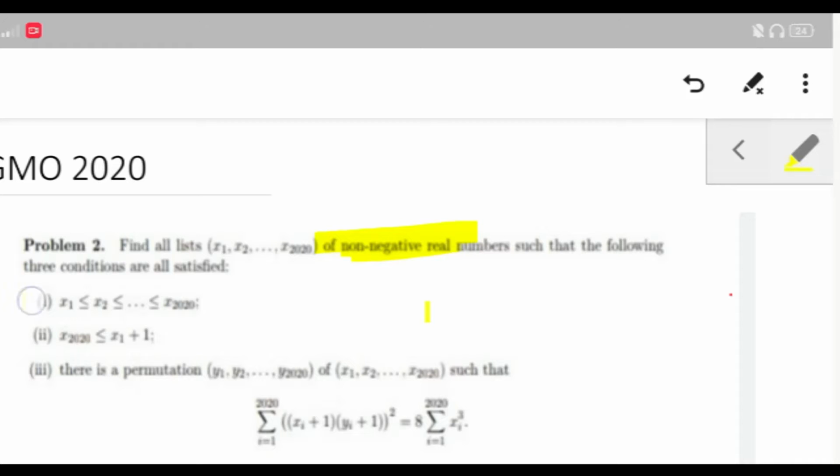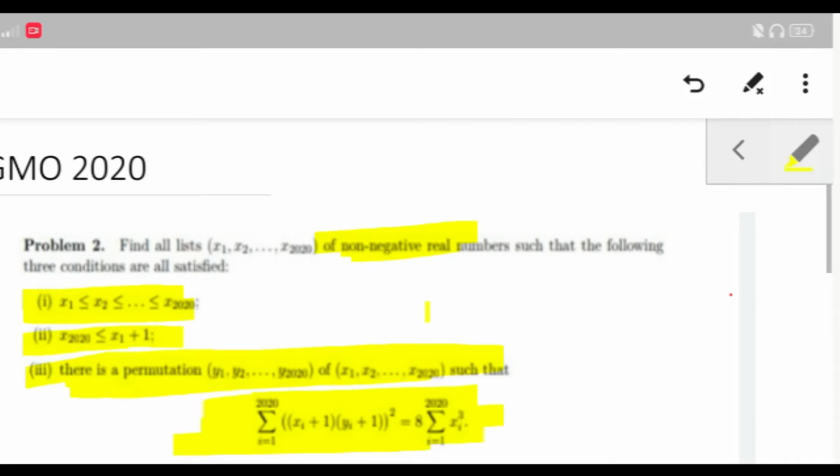First condition, this list is increasing, which means x1 is less than or equal to x2, less than or equal to, up to x2020. Second condition, x2020 is less than x1 plus 1. And the third condition is there is a permutation of x1, x2 up to x2020 such that this condition holds.